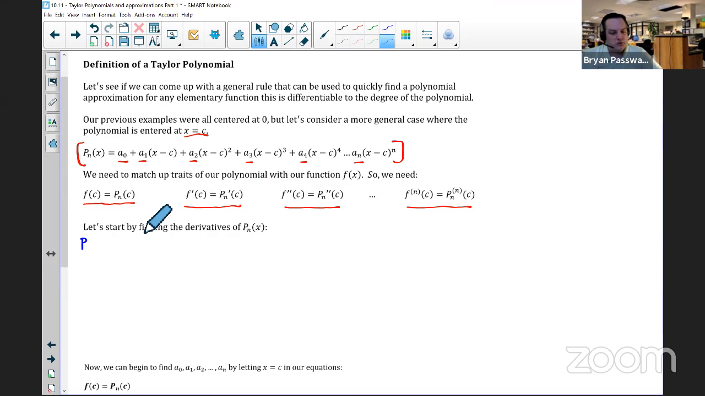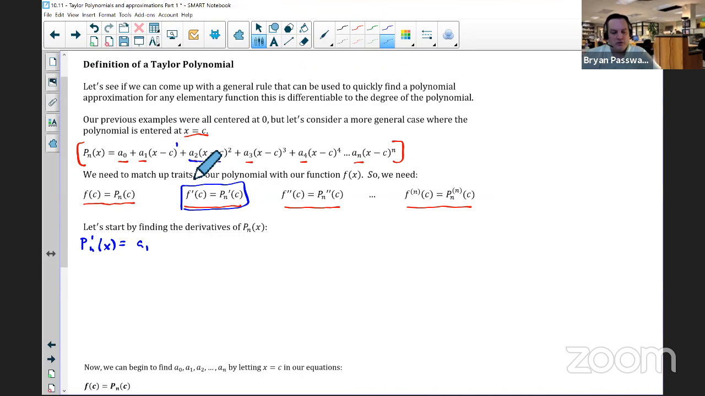So what would p's derivative be? If I'm going to match up f prime to p prime, I have to know p's derivative. Well, p prime of x, well, here's our p of x. If we took this thing's derivative, a sub 0 is going to go away. It's just a constant, right? It's gone. A sub 1 times (x minus c) just becomes a sub 1. It's just the constant in front because we have a degree of 1 here.